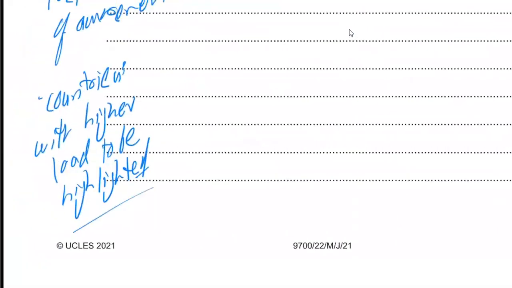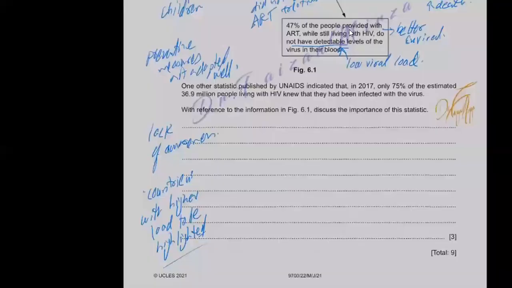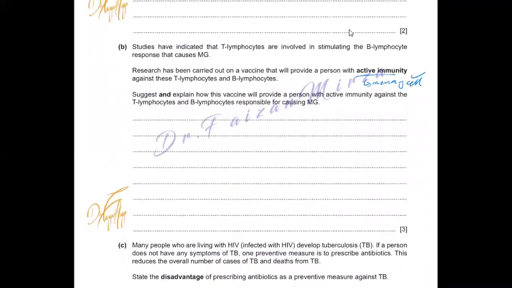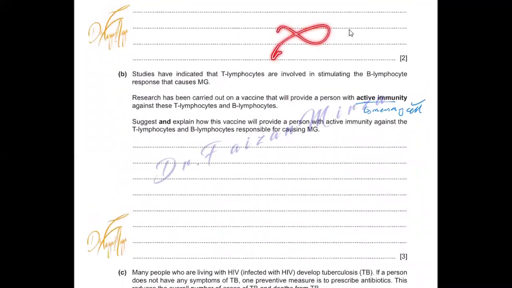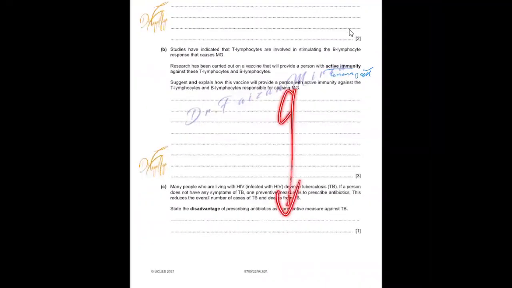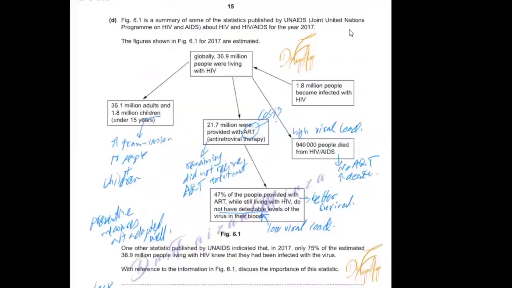This question came in May June 2021. This was variant 22. Although this question deals with myasthenia gravis, the first part deals with autoimmune disease. We can ignore that. This is active immunity, passive immunity, and the role of antibiotics. I think you can do this. It's pretty easy. So I'll just move on to the data handling.